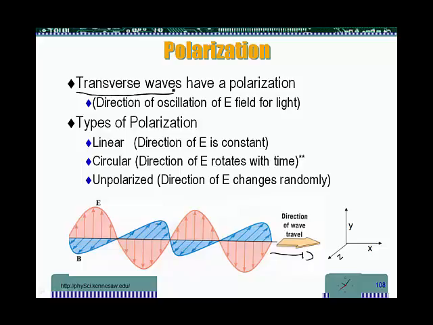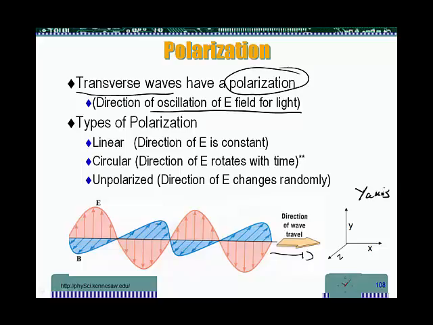Now we define something new with what we call polarization. What we define as polarization is the direction along which the electrical field is oscillating. In this particular case, for example, in this graphic, the electrical field is oscillating along the y-axis. So our direction of polarization for this wave is the y-axis.